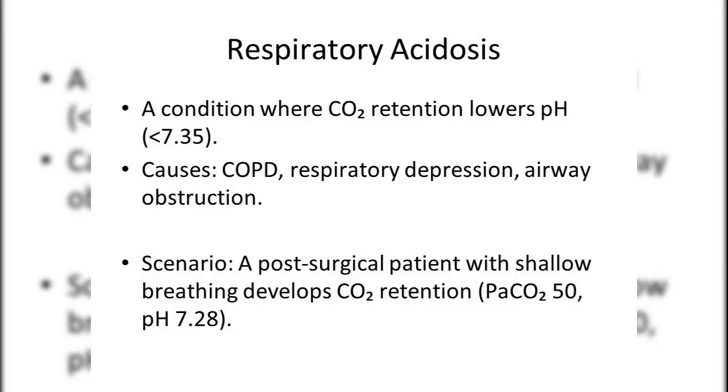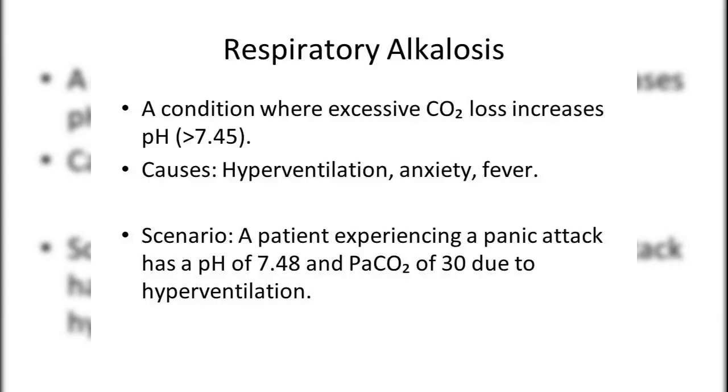For instance, a post-surgical patient with shallow breathing may develop CO2 retention, resulting in a HCO₂ of 50 and a pH of 7.28. Respiratory alkalosis happens when excessive CO2 loss increases pH above 7.45. This can be due to hyperventilation, anxiety, or fever. A patient experiencing a panic attack might have a pH of 7.48 and HCO₂ of 30 due to hyperventilation.